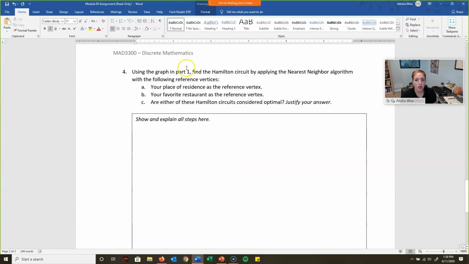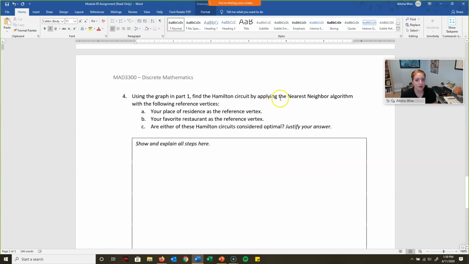Number 4, what you're going to do is find the Hamilton circuit by applying the nearest neighbor algorithm with the following reference vertices. So in A, I want you to use your place of residence as the reference vertex. So your place of residence, your home, essentially. And you're going to go from your residence and pick the cheapest link.